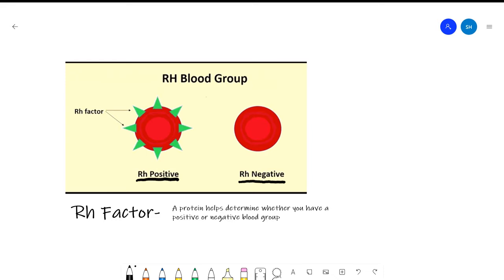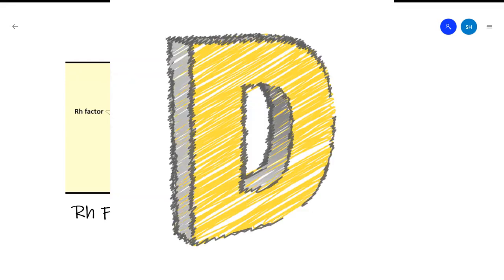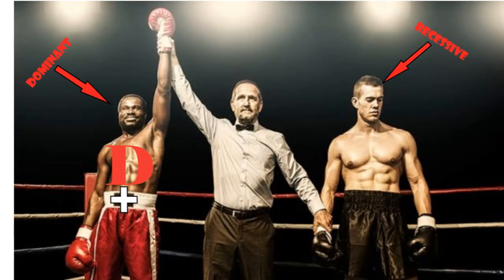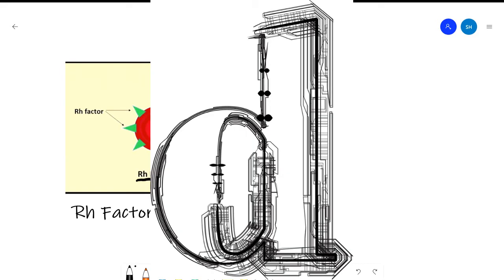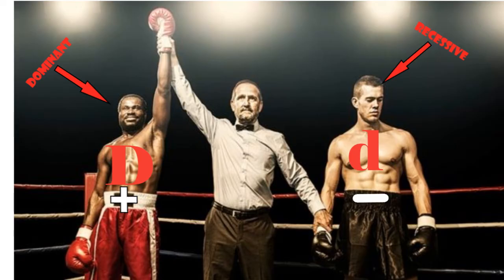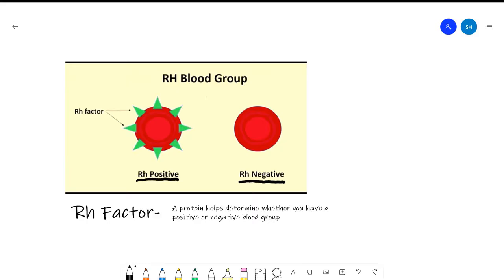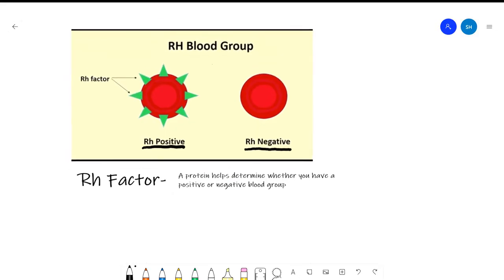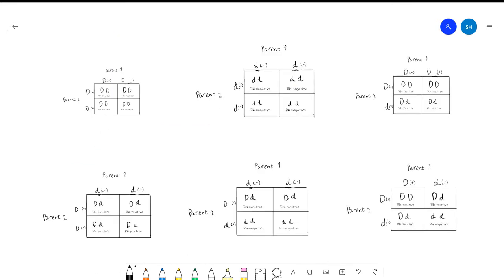In the Punnett squares that I will be showing you, a capital D, which is the dominant allele, is the positive allele, and a lowercase d is the recessive one, and is the negative allele. Enough explaining, and let's get into some Punnett squares, shall we? Here, I have 6 different Punnett squares with 6 different combinations and possibilities. Let's go through them one by one.